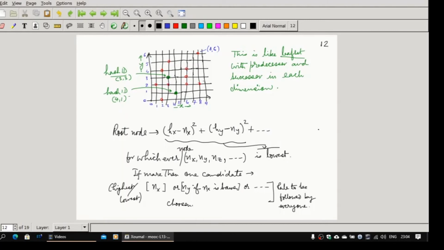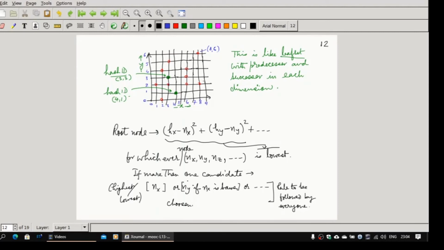And now who will be the root node? Let's find out. So the root node will always be the node with whom the Euclidean distance is minimum. So this value which has been shown, hx minus nx squared plus hy minus ny squared and so on, should be minimum. For a 2-dimensional case, the other terms will not be present. So we find the node such that this happens, and that node will be the root node.